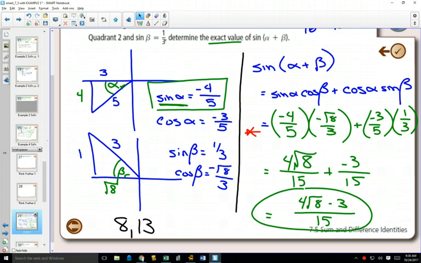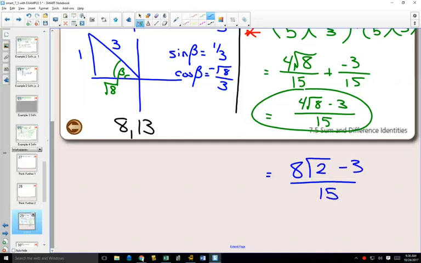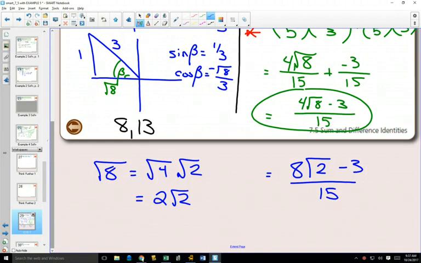Yes, you could, because this is equal to, so on your pre-quiz, they would write this as 8 root 2 minus 3 over 15. This is how you would show your work. Square root of 8 is square root of 4 times square root of 2, and square root of 4 is 2. So square root of 8 is 2 root 2. If I multiplied 2 root 2 times 4, I would get 8 root 2. And so this would be what your answer key would probably say, but you could leave it in either form.